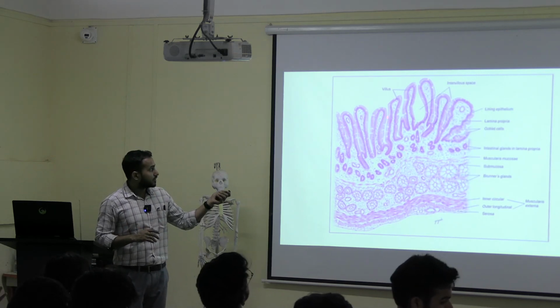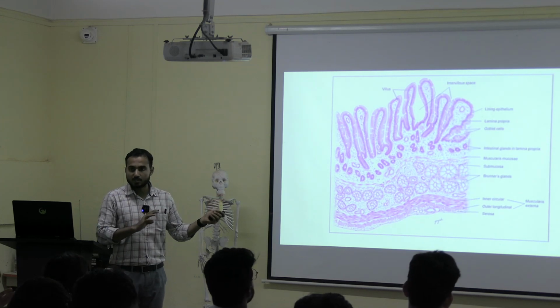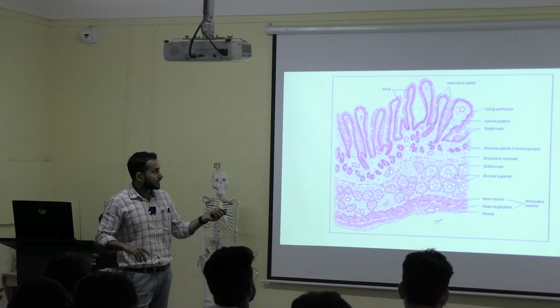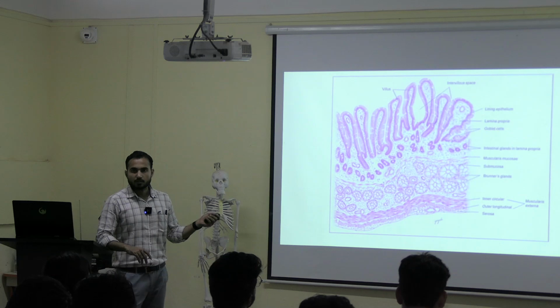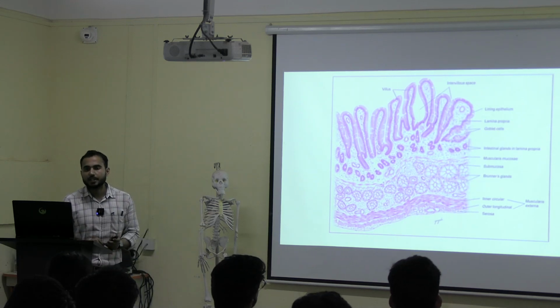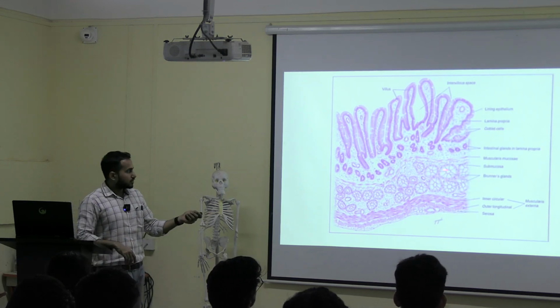For mucus secreting, we already have the goblet cells. They will secrete the mucus. That's why they are empty. Here these are not secreting mucus. So this is how you can differentiate between the glands. So that was Brunner's gland.